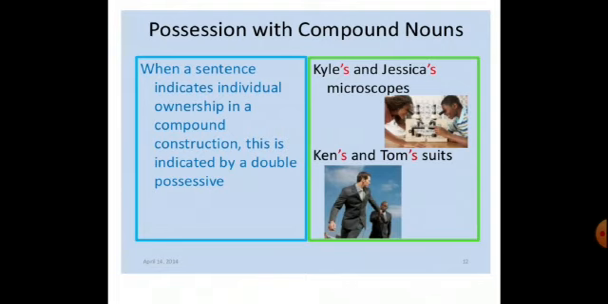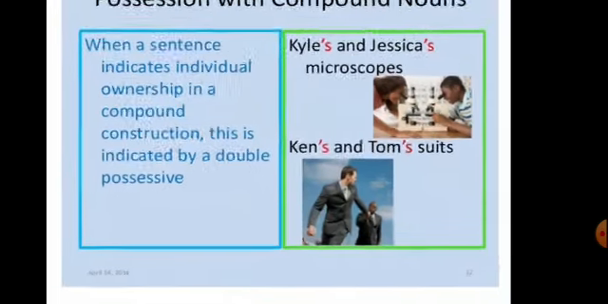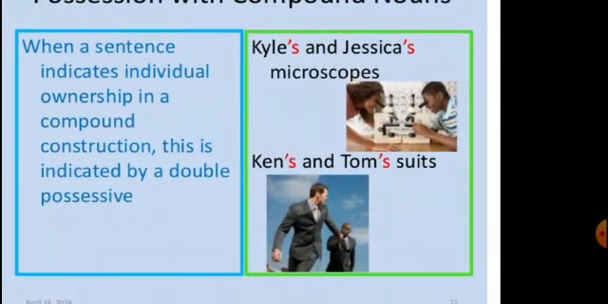Possession with compound nouns, when I use apostrophe S and apostrophe S. Look at the example here: Kelly's and Jessica's microscopes. Okay, look at the difference now. Not both of them have only one microscope. No, each one has her own microscope. So that's why I say Kelly's and Jessica's microscopes.